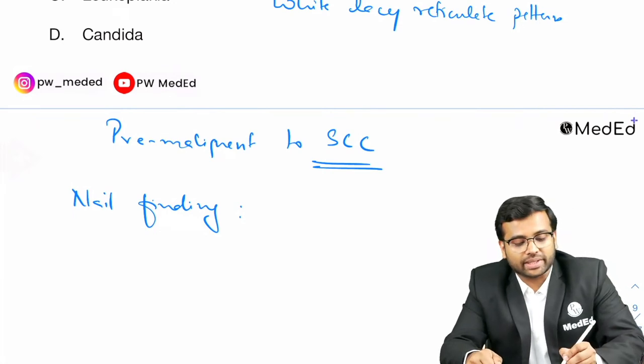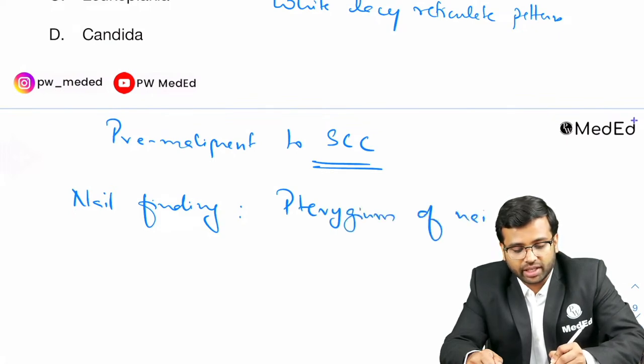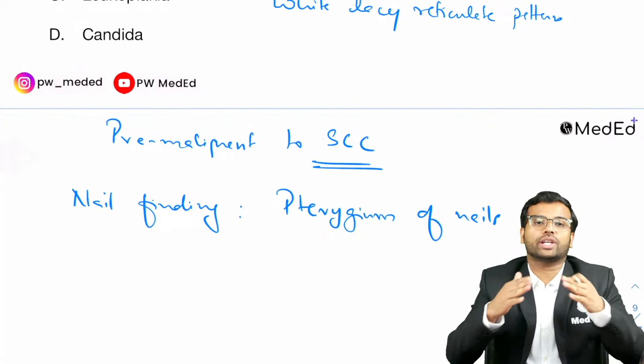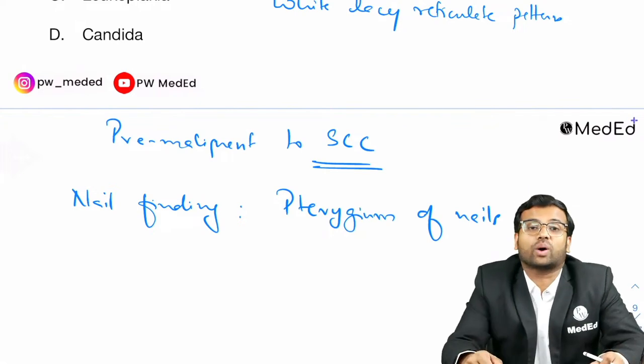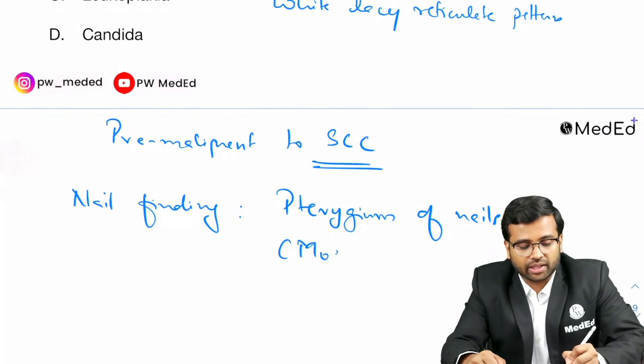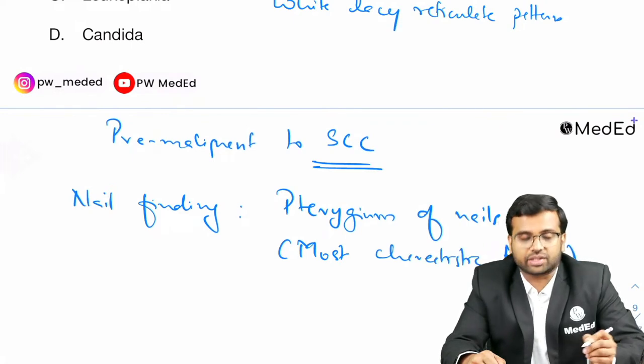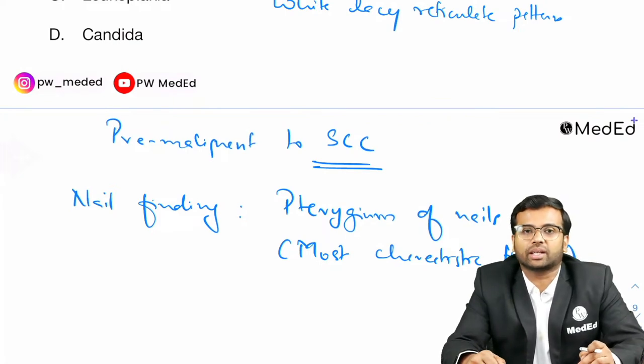Yes, the most characteristic nail finding would be pterygium of the nails, in which there is a wing-shaped extension of the nails. This is called pterygium of the nails. This is the most characteristic finding that you see in lichen planus. So very good, Raj Rana.